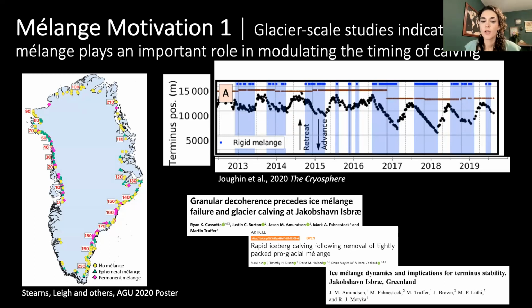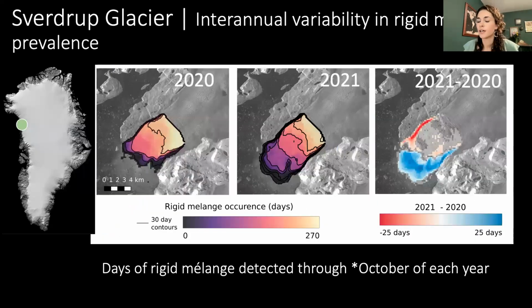And so what we've started to do then is applying these velocity mapping methods over the mélange and understanding how mélange varies over weeks and months to different years. And so this is an example. This is another glacier in northwest Greenland. This is a heat map basically showing how many days of the year we've found rigid mélange in front of the glacier. So you can just see from one year to the next, there's a lot of variability.